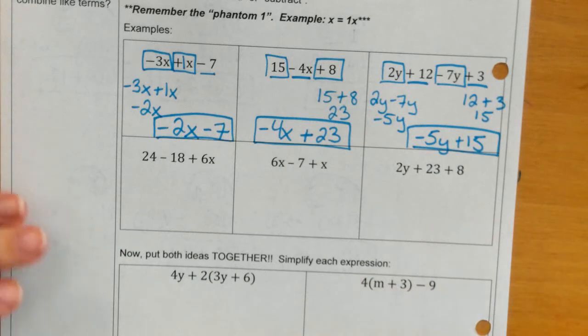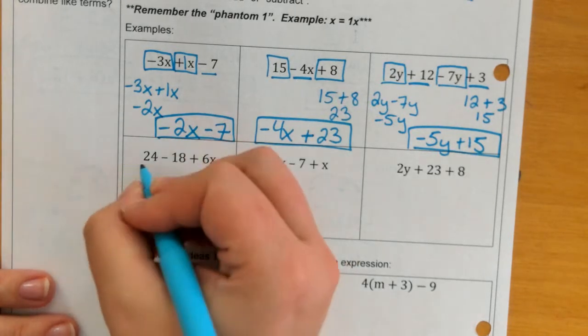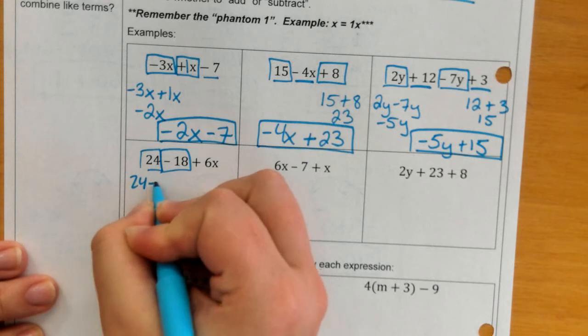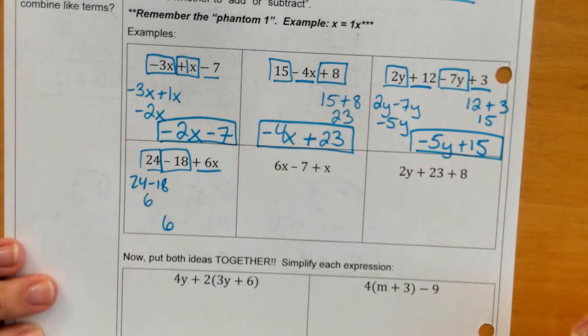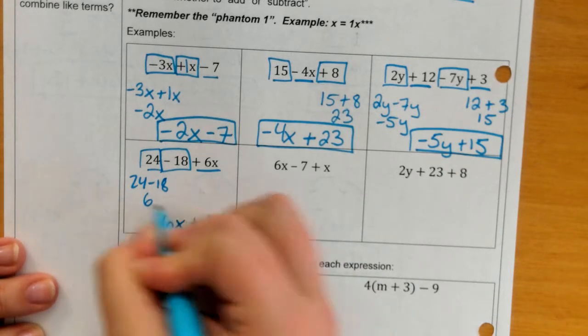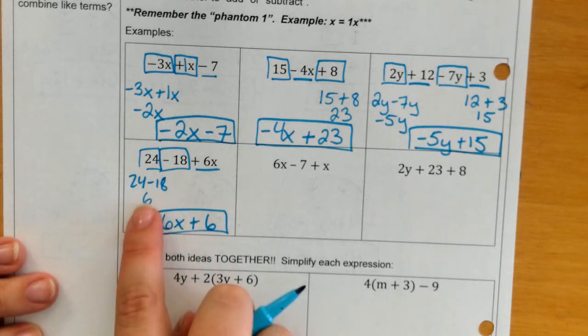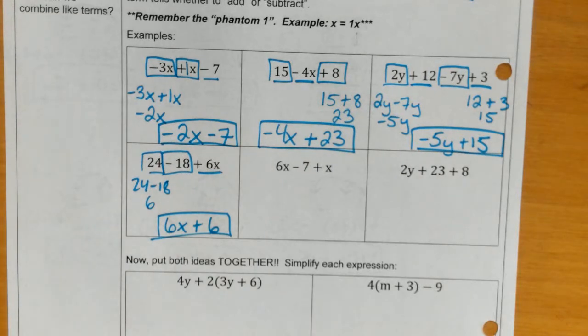We have a few more examples. 24 minus 18 plus 6x. 24 and this negative 18 are my like terms because they both don't have any variables. So over here I can do that. 24 minus 18 is 6. So this 6x doesn't have any friends or any like terms with it, so we just keep it the way it is, and then we add that positive 6. Again, you could have done 6 plus 6x, but because we want to start with our variable, I'm going to write my answer as 6x plus 6, so that I have good math grammar.